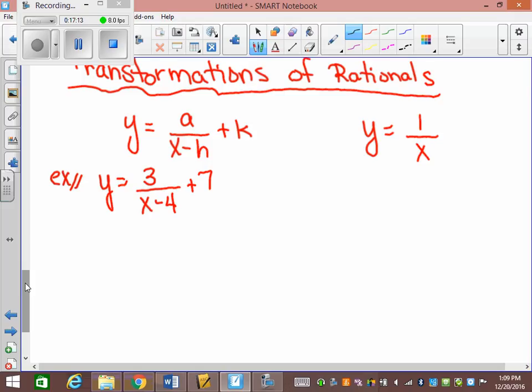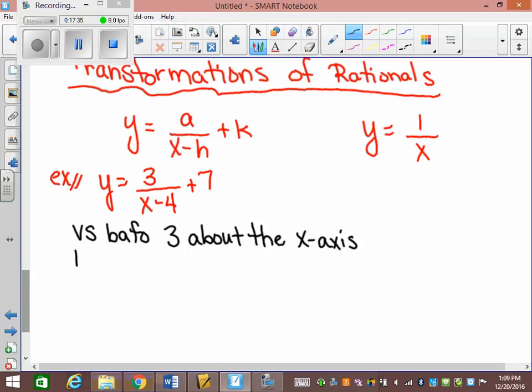A always represents what in transformation? Vertical stretch. So we have a vertical stretch by a factor of 3 about the x-axis. You have a horizontal translation for, what have you always done the whole time? It's going to be the same. For right. And you have a vertical translation 7 up.